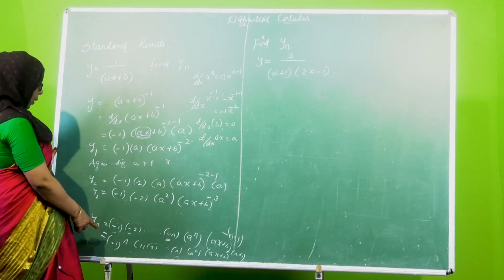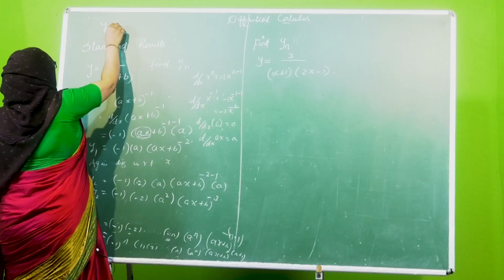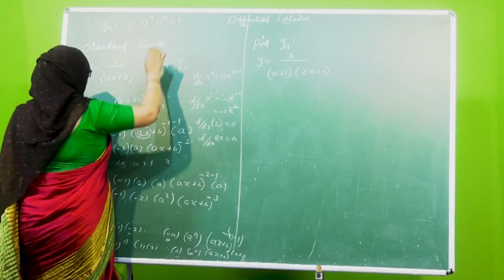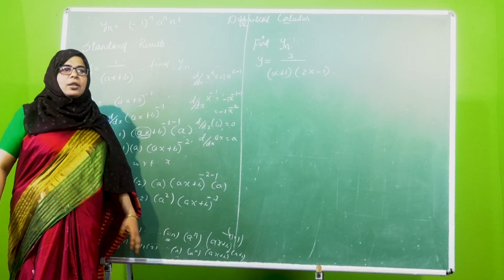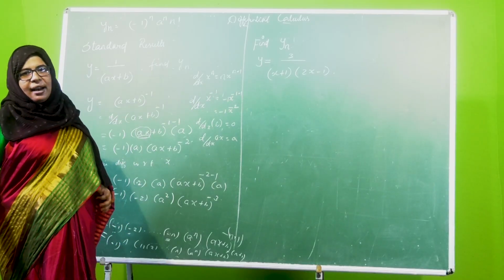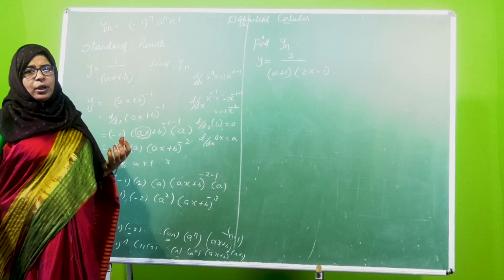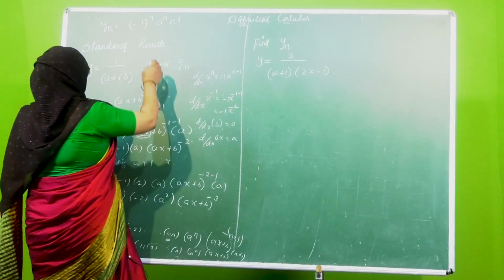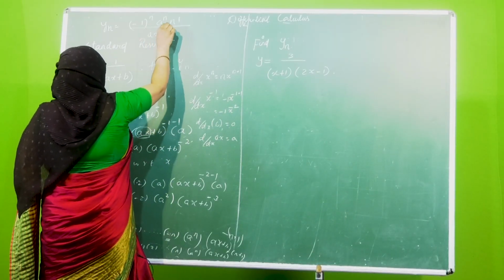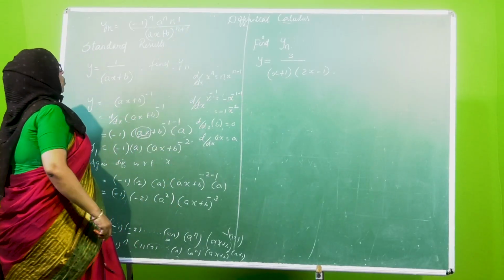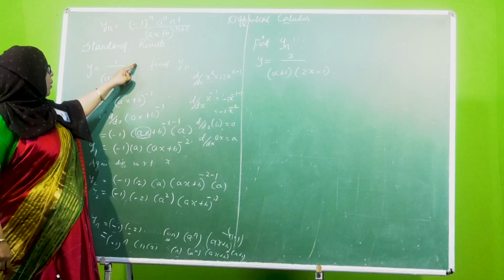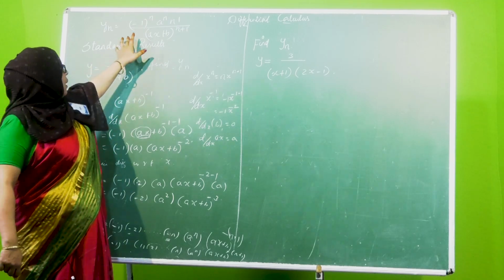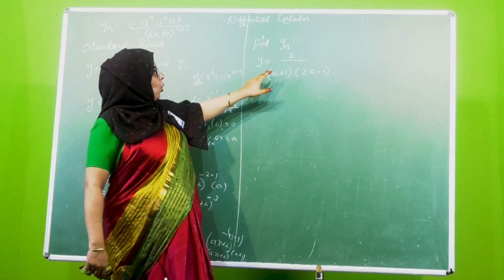So, according to this, how can we write? That is, yn is equal to minus 1 whole power n, a power n, factorial. So, 1, 2, etc. up to n, what we say? N factorial. For example, 5 factorial, what we say? 1 into 2 into 3 into 4 into 5. N factorial divided by ax plus b whole power n plus 1. This is the standard result for 1 divided by ax plus b. Basic results.